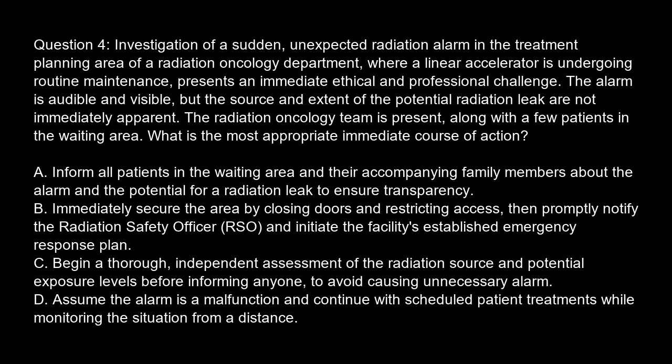Option A. Inform all patients in the waiting area and their accompanying family members about the alarm and the potential for a radiation leak to ensure transparency. Option B. Immediately secure the area by closing doors and restricting access, then promptly notify the Radiation Safety Officer (RSO) and initiate the facility's established emergency response plan. Option C. Begin a thorough, independent assessment of the radiation source and potential exposure levels before informing anyone, to avoid causing unnecessary alarm. Option D. Assume the alarm is a malfunction and continue with scheduled patient treatments while monitoring the situation from a distance.